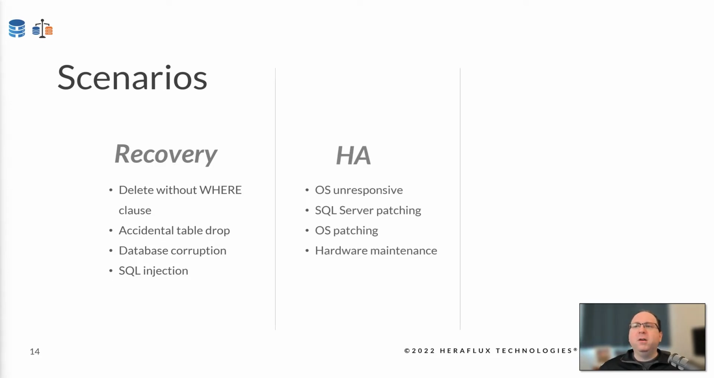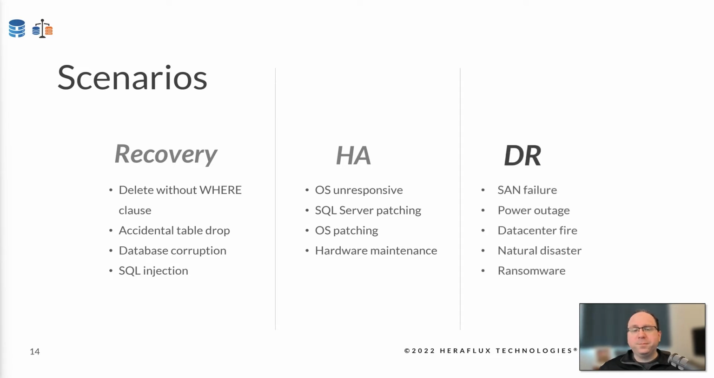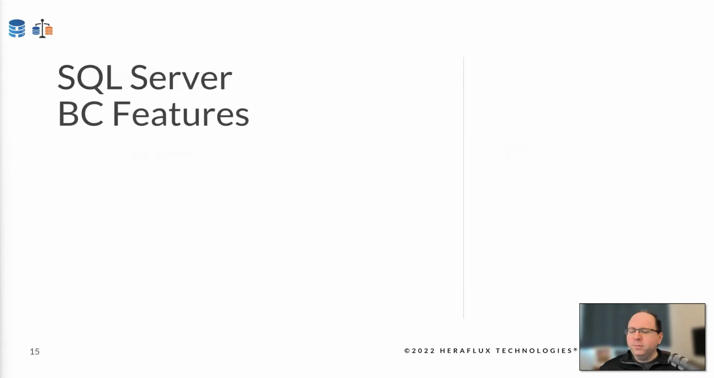So is the OS unresponsive, or routine patching, hardware maintenance, all the normal stuff again? Same thing with DR. So SAN failures, power outages, natural disasters, all that kind of stuff. This is where things get really interesting because we have multiple layers to worry about here. We got the database engine, we got the operating system, we got a virtualization layer, we got physical compute, we got storage. There's a lot of conflicting and potentially colliding and sometimes complementary solutions in there.